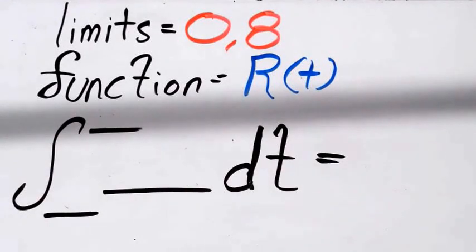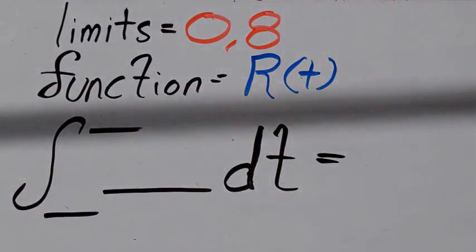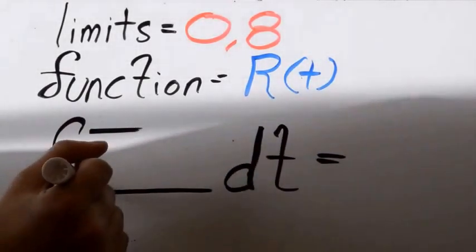As you can see, I rewrote all the useful information that we needed to solve part A of this problem right in front of us. Now the problem gave us two limits, 0 and 8. These limits represent the bounds of time. So I'm going to write those down in our integral.